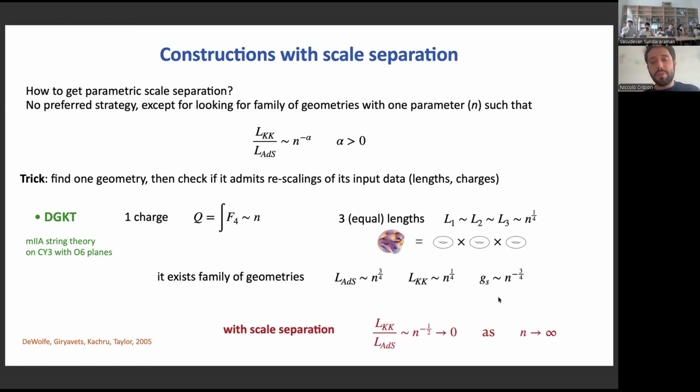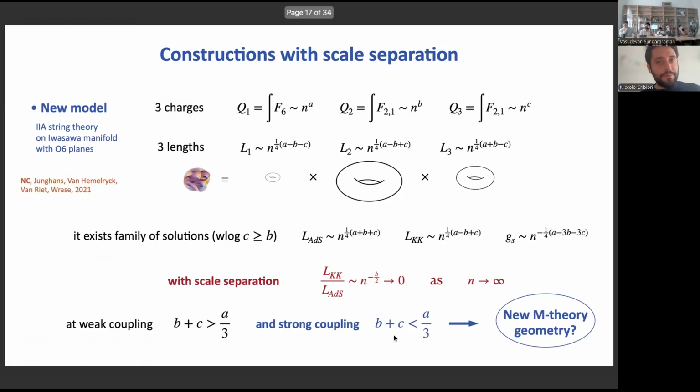And in this model, the powers of n are all working in the correct direction, in such a way that when you take n large, you have small string coupling, a very large AdS space, and a Kaluza-Klein scale which is large but is growing less fast than the AdS radius. So when you take the ratio, the AdS radius is growing much faster, and in this way you realize scale separation. This is probably the simplest model in 4 dimensions we have today.